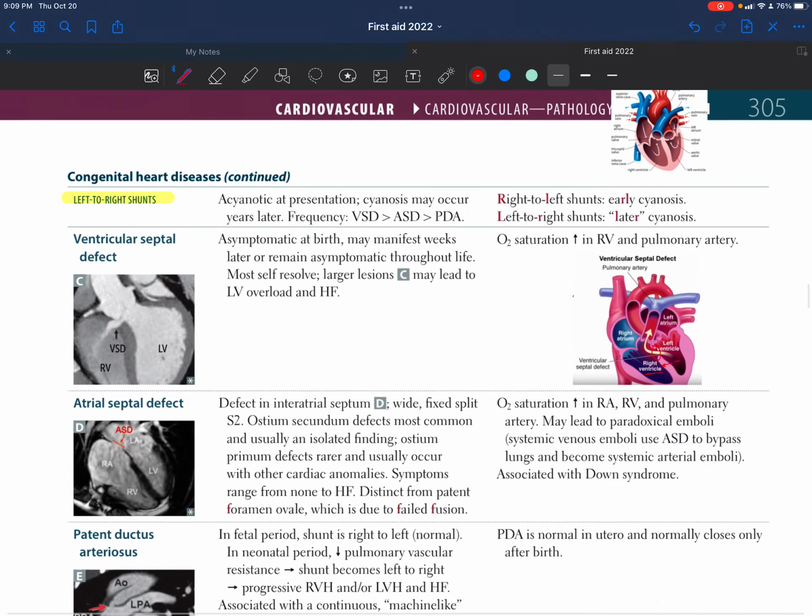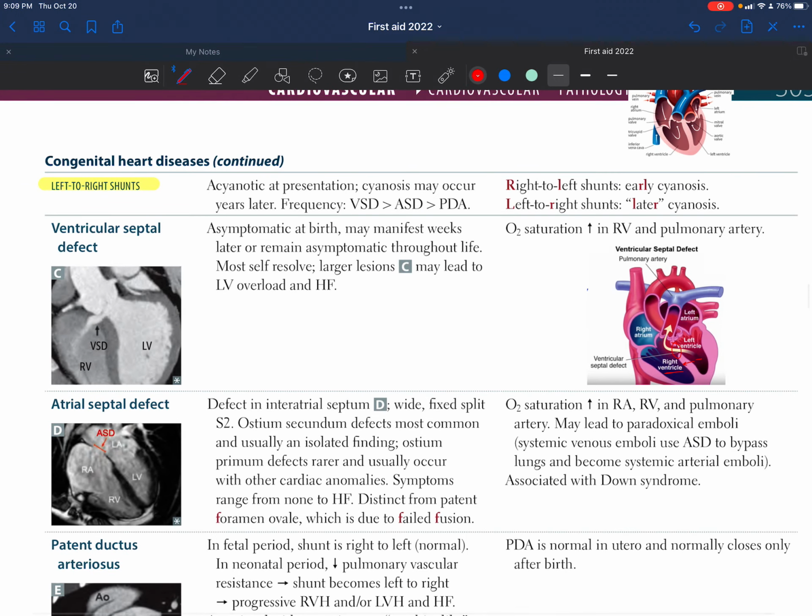The left to right shunts. So basically, blood is moving from the left side to the right side. They are not cyanotic at presentation, and cyanosis may occur years later. And then in frequency, the ventricular septal defect is more frequent than the atrial septal defect, which is already more frequent than the PDA, patent ductus arteriosus.